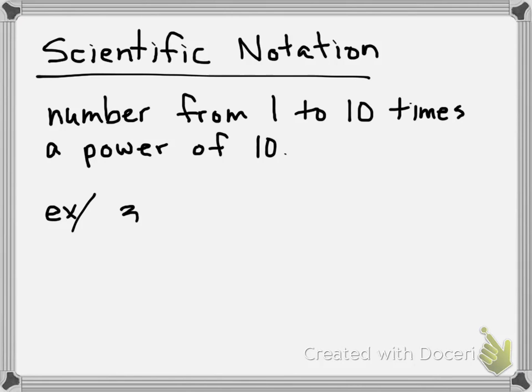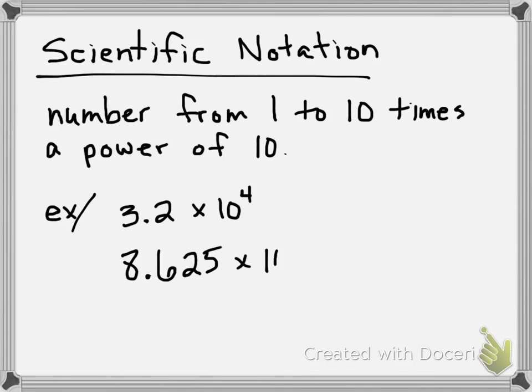power of 10. So an example of what numbers look like in scientific notation are something like this: 3.2 times 10 to the 4th power, 8.625 times 10 to the 15th power, 5.7 times 10 to the negative 6th power. Okay, as you see, the number has to be from 1 to 10. It has to be at least 1, and it has to be less than 10. It can't be 10. It has to be one digit in front of the decimal place. See, it's just the 5 in front of the decimal, just the 8 in front of the decimal, just the 3 in front of the decimal, and then multiplied by 10 to any power.